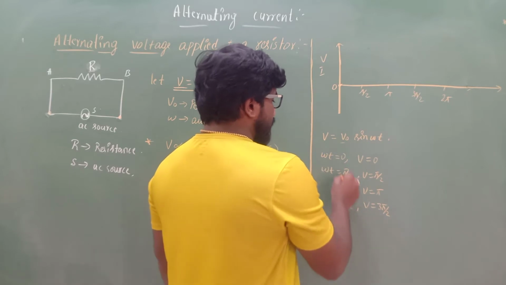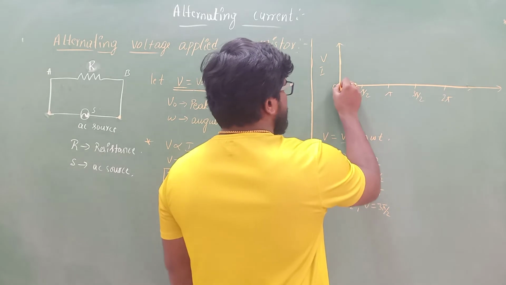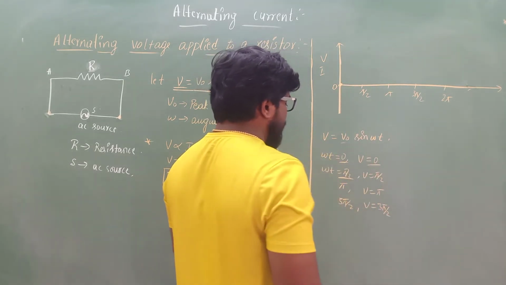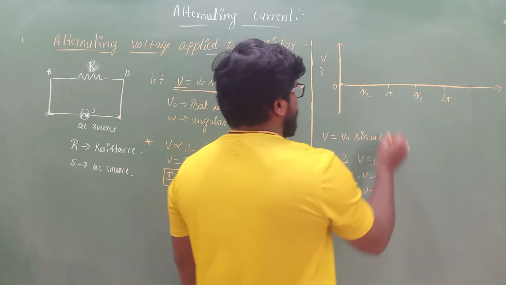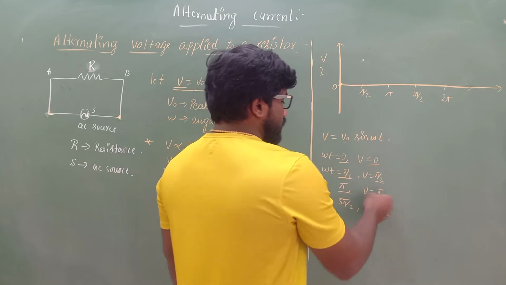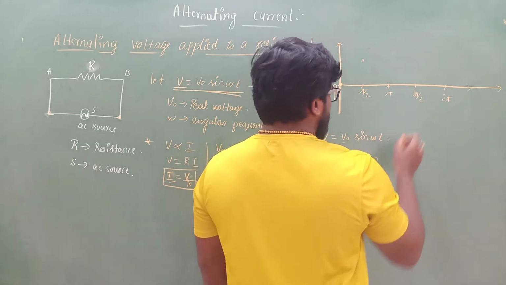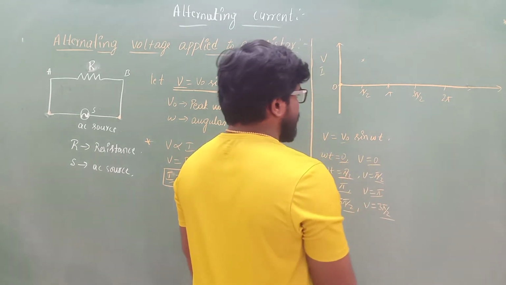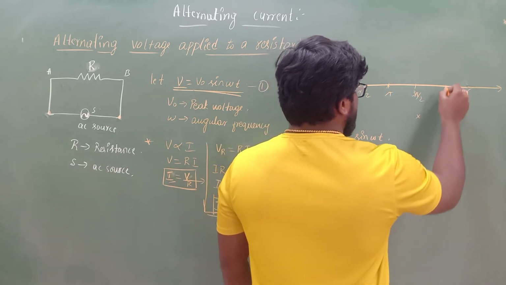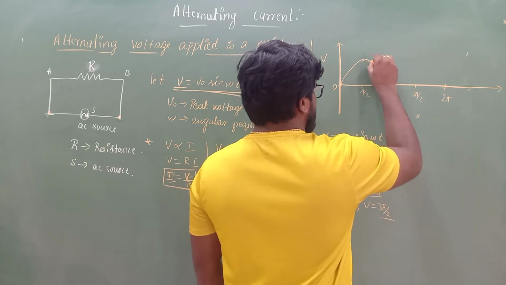First, if you take omega t as 0, what is the value of V? That is 0. Just make the point here. Next, if I take omega t as pi by 2, what is the value of V? Pi by 2. It will come somewhere here. Next, omega t is pi, so V value is pi. It comes here. Similarly, 3 pi by 2, it will come somewhere here. Similarly, 2 pi. Again, it goes on, varies like this.